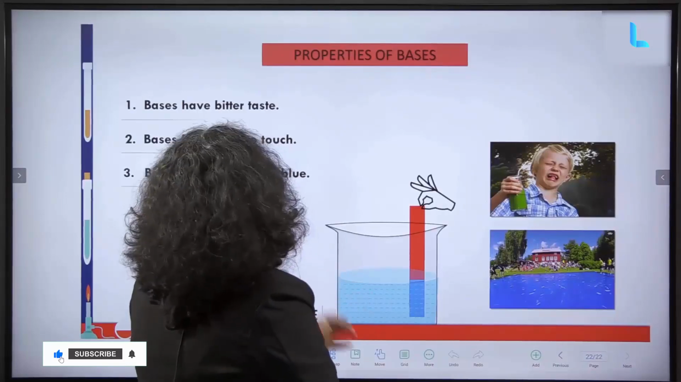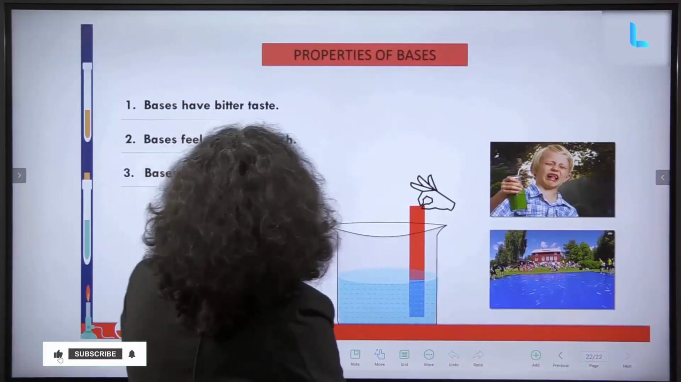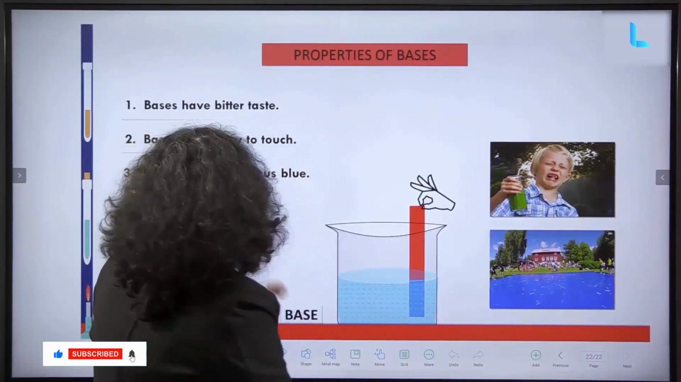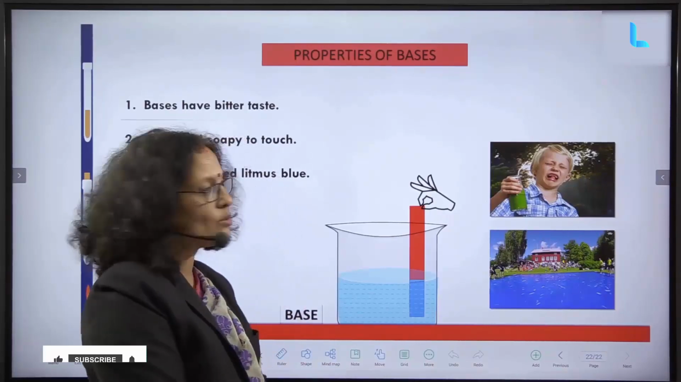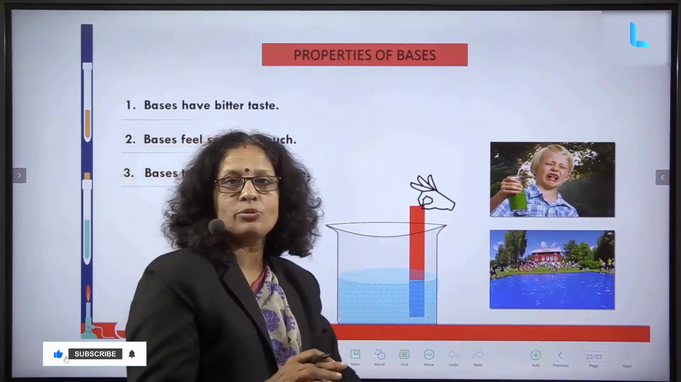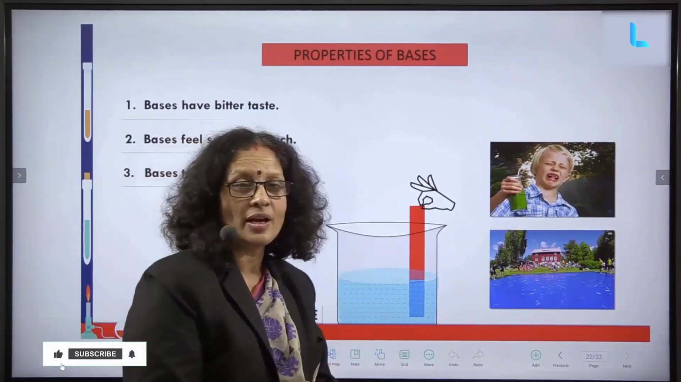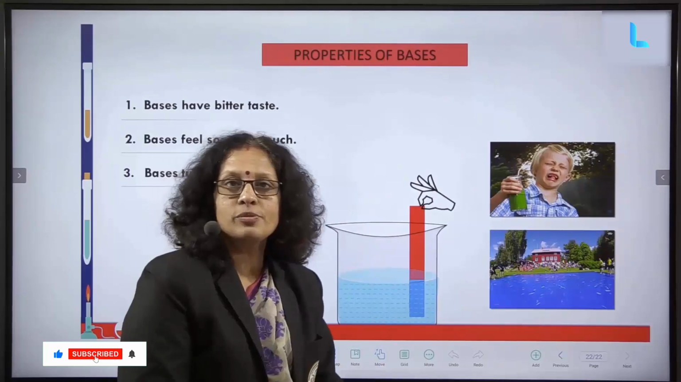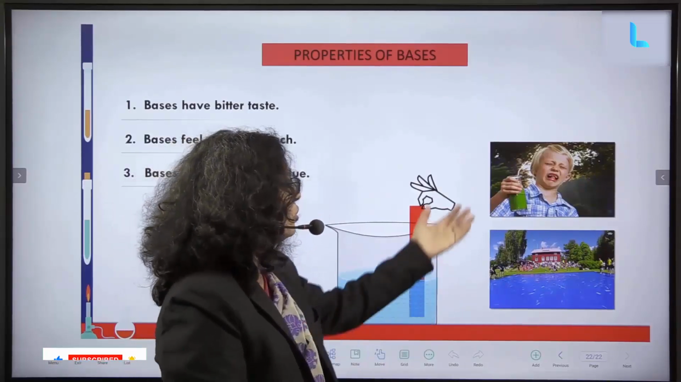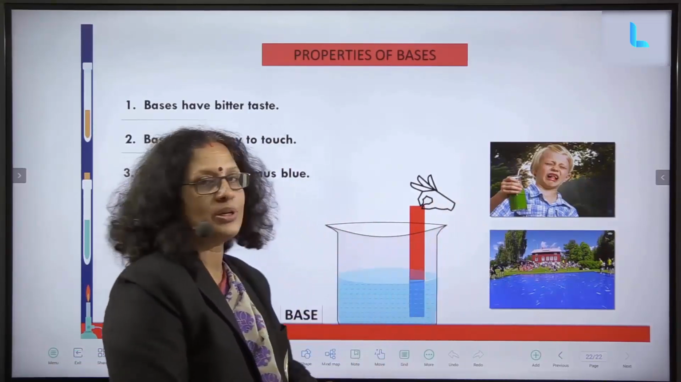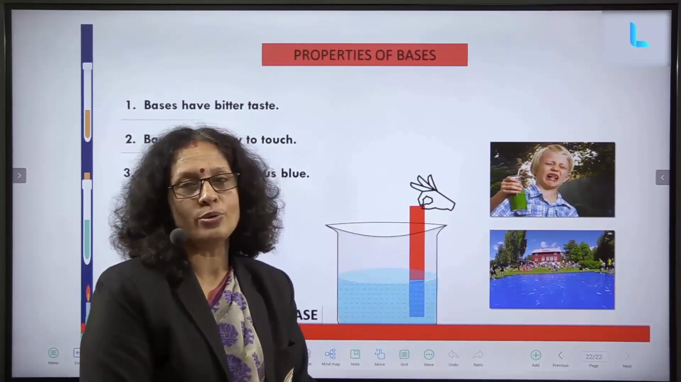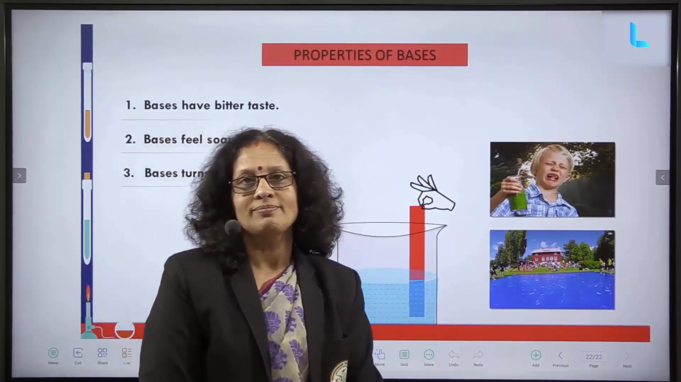Now we have studied bases. Bases have a bitter taste, bases feel soapy to touch, and bases turn red litmus blue. You can remember it this way: red is turning blue, blue is from B, so B is for basic. So red turning blue means it is a basic solution. These are the properties of bases which we have covered in today's class. So keep watching.